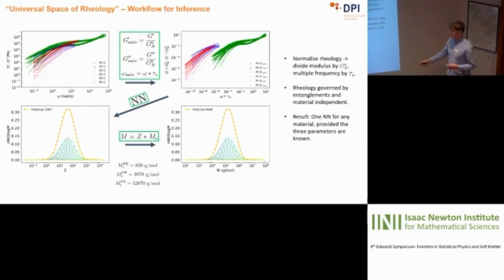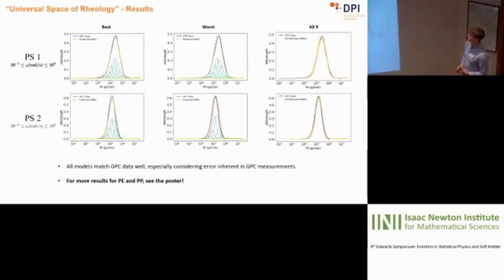And then with also knowledge of a third parameter, the mean molecular weight between entanglements, we can recover the molecular weight. And some results of that quickly.